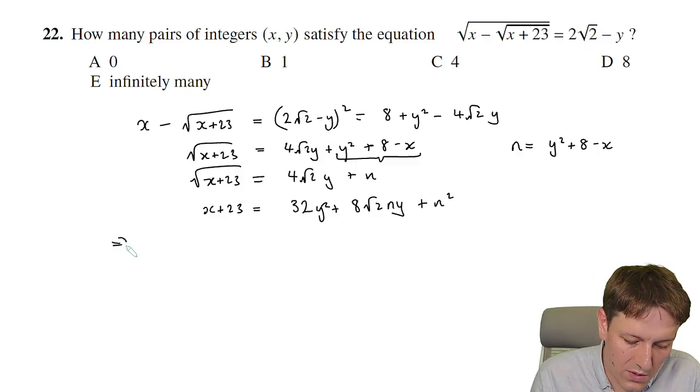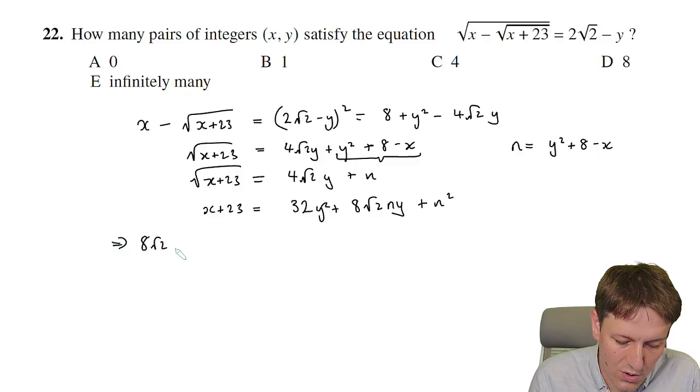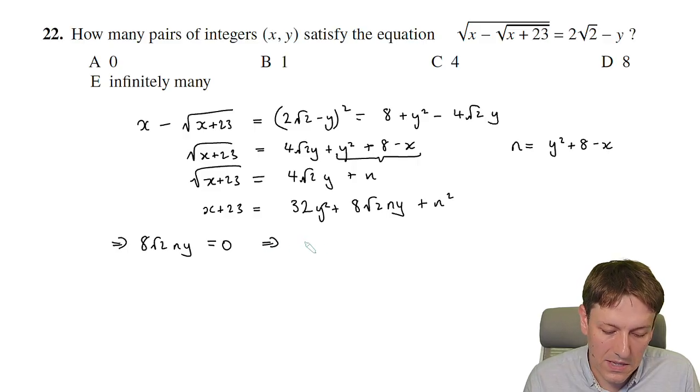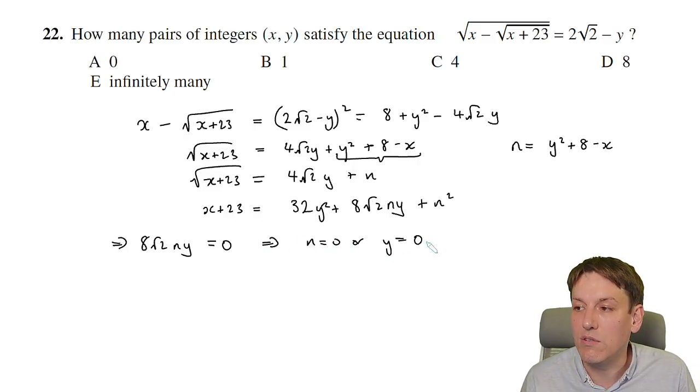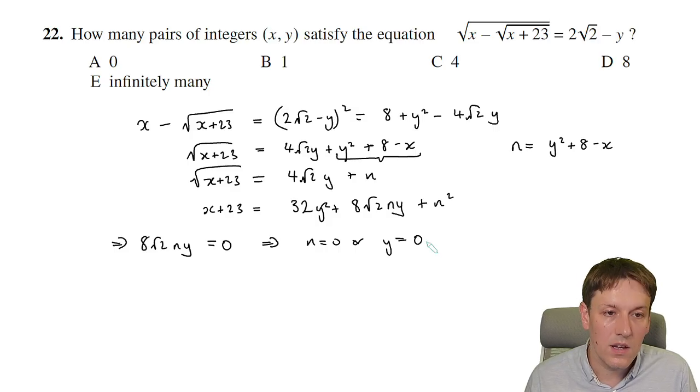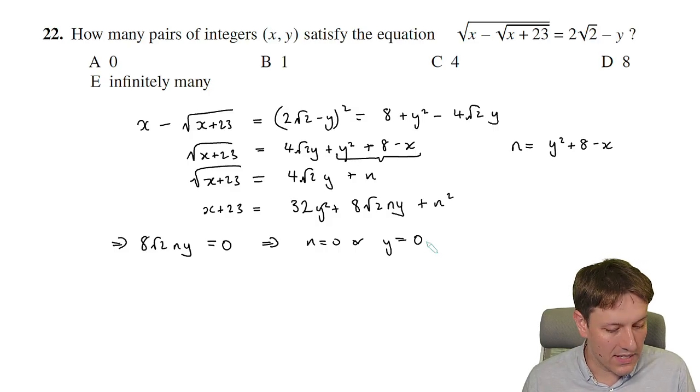So for this to work, I must have 8 root 2 times n times y equals 0, that term, and that means that either n is 0 or y is 0, because clearly 8 root 2 is not 0. And let's just think about the different cases here, right?